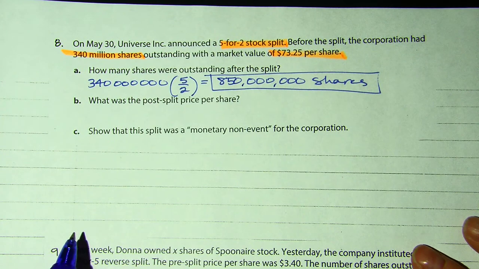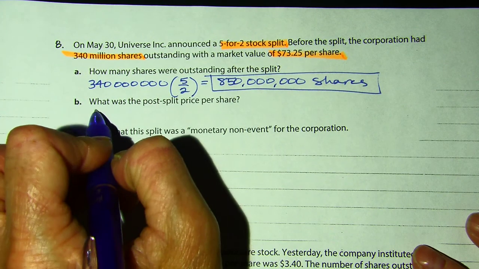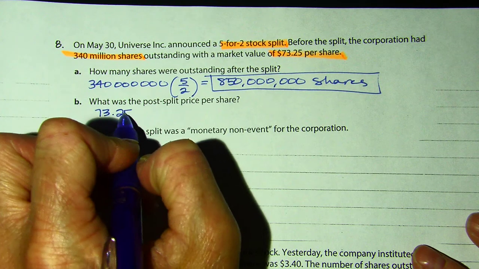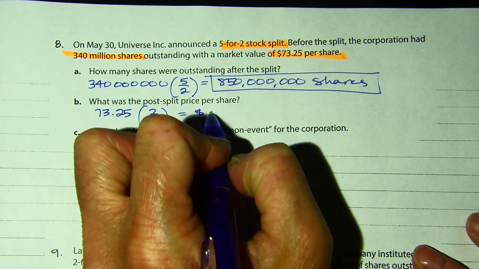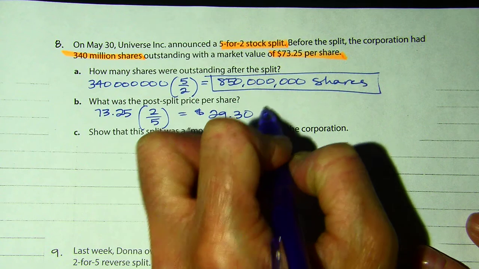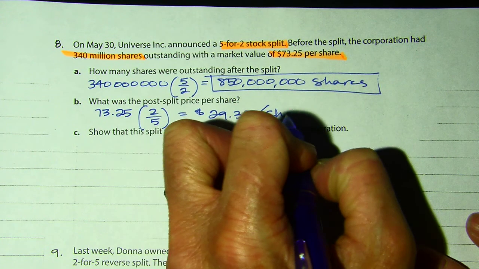Part B, what was the post-split price? So remember, you take the price and now reverse it, times 2 over 5. And I get a cost of $29.30 per share.